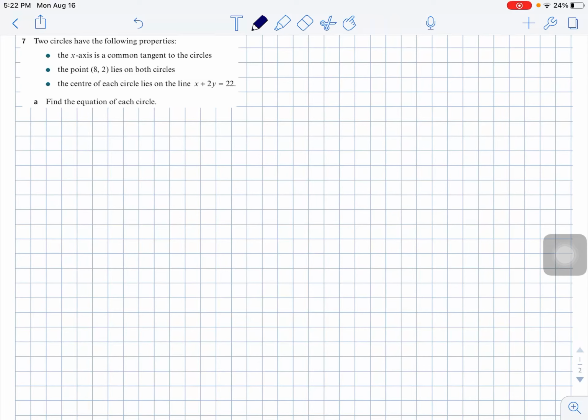Okay, two circles have the following properties. They share the common tangent, which is the x-axis. So let's go and draw the x-axis here, and I'm going to put a small circle. Okay, another circle, slightly bigger. They are tangent. Next point, there is a common point for both circles, which is A2.